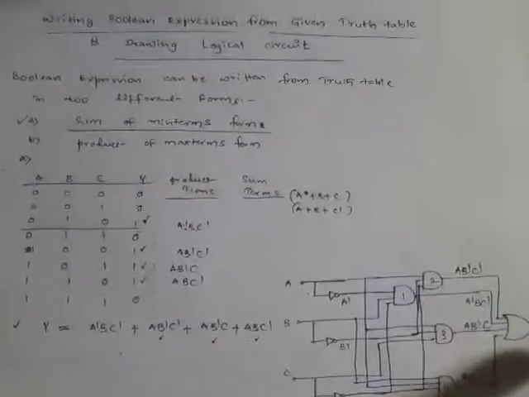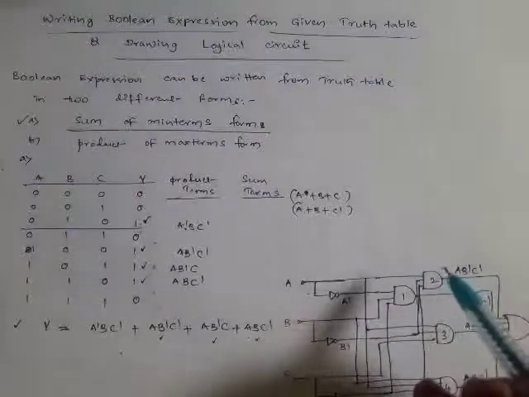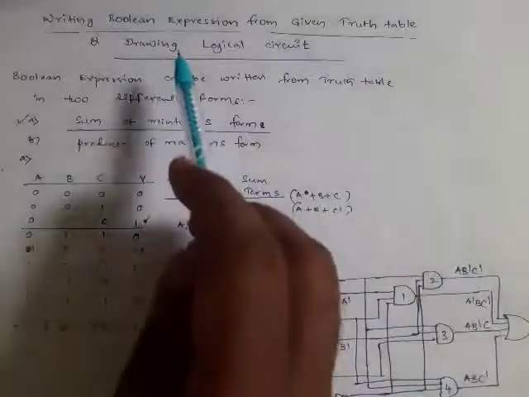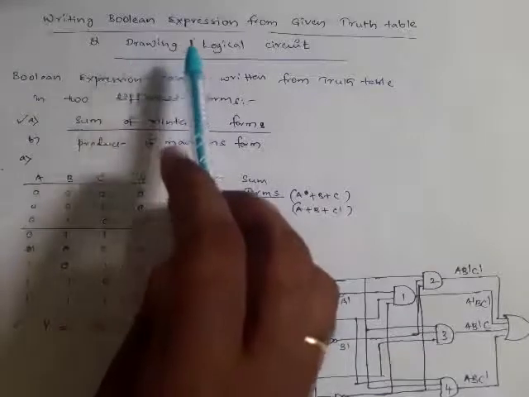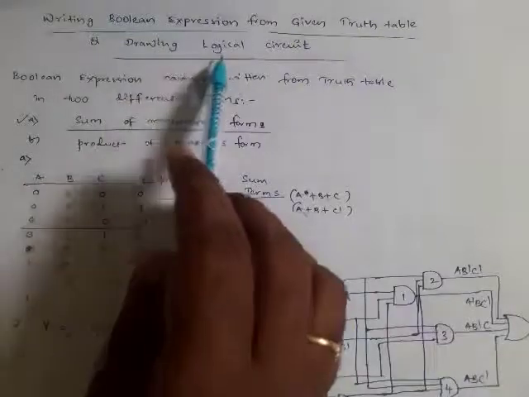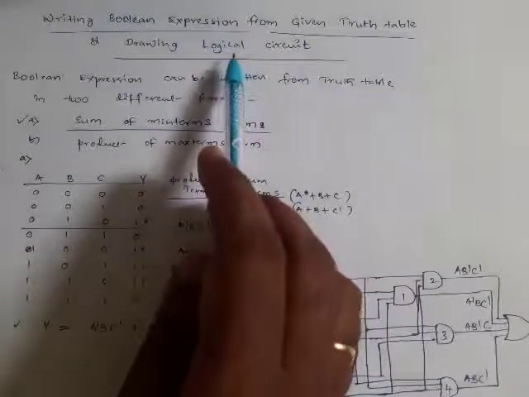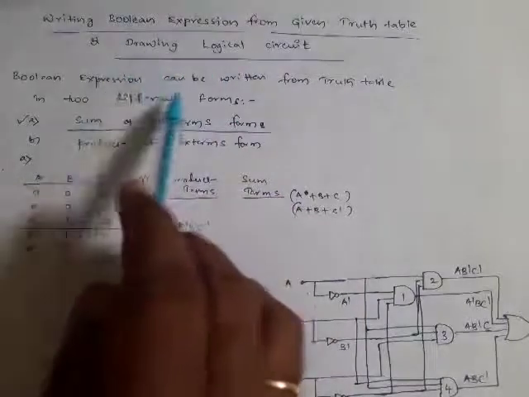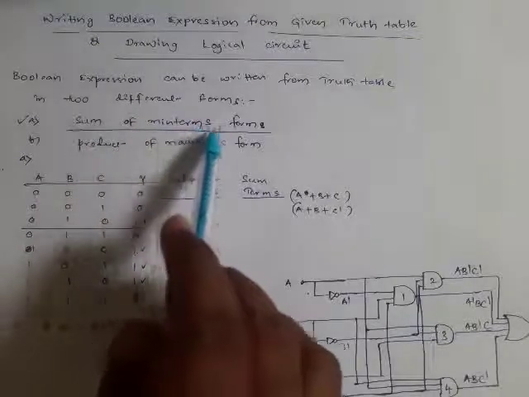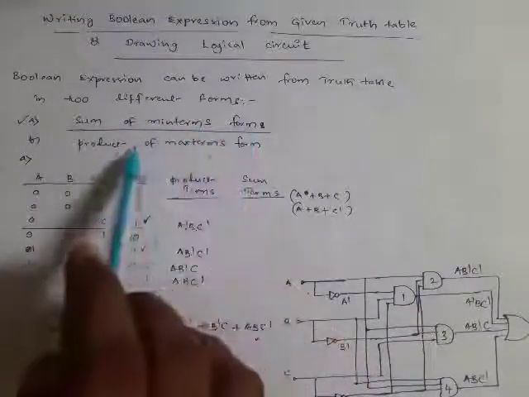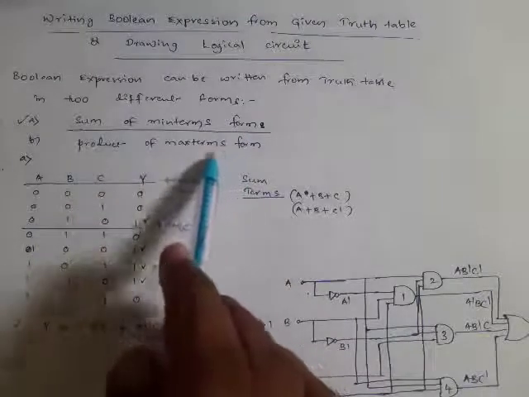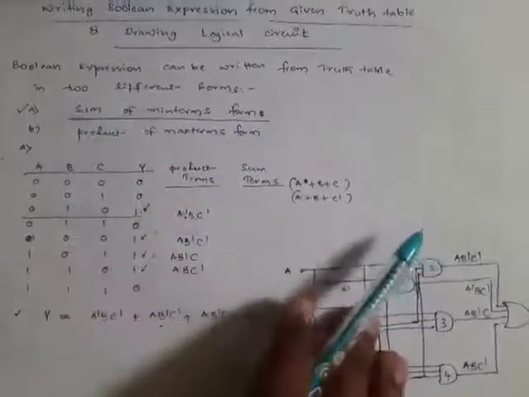So first we will review what we have seen in this class. We have seen a topic that gives knowledge of how to write a Boolean expression from a given truth table, and for the obtained Boolean expression how to draw a logical circuit. And we have said that the Boolean expression can be written in two different forms. One is sum of product terms form, or sum of min terms form, or we can write the Boolean expression in product of sum terms form, or product of max terms form.